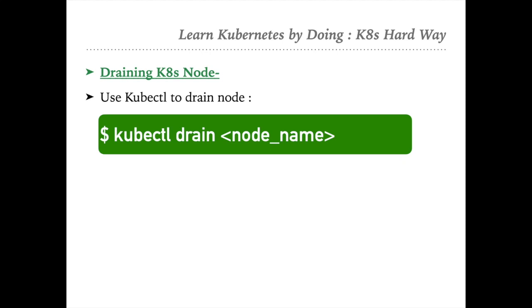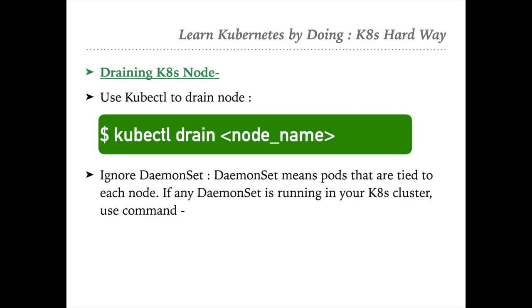Then you need to provide your node name. But whenever we are draining a node, we need to make sure that no daemon set is executing on that particular node, and if a daemon set is executing on that node, then we need to pass the ignore daemon sets parameter with the drain command. What is a daemon set? Daemon set means there are pods that are tightly coupled to that node. It means sometimes we have a requirement that I need to execute a particular process on all of my worker nodes. That could be monitoring, a health check, or a performance check.